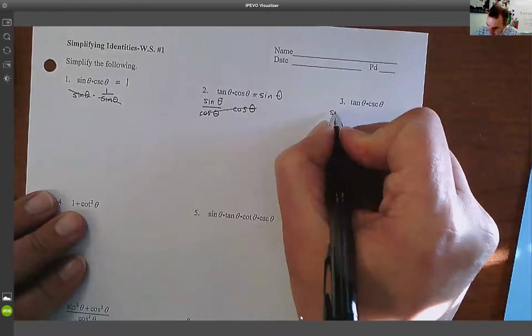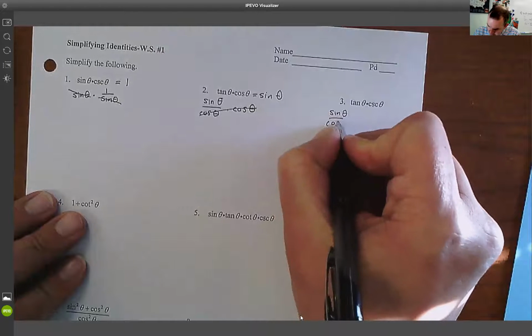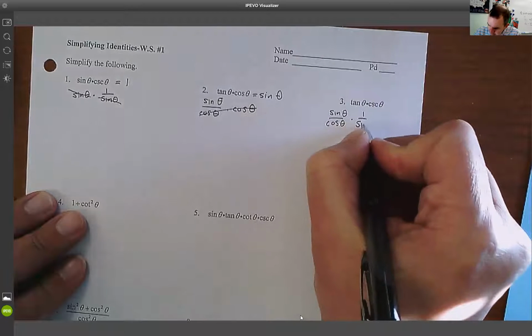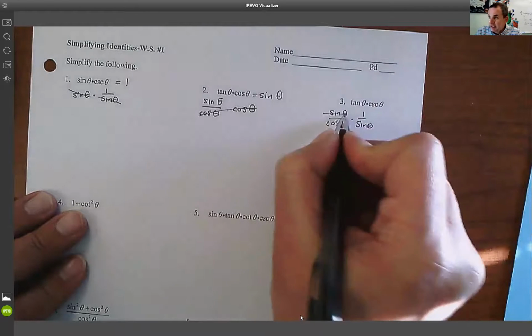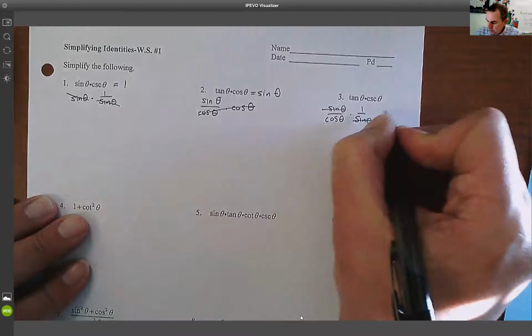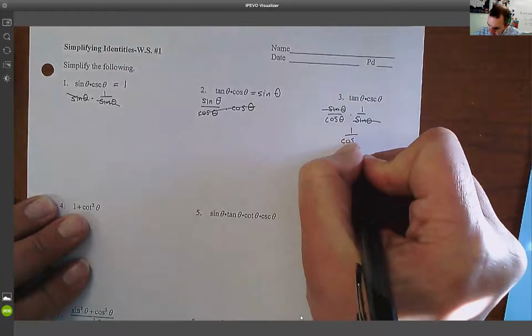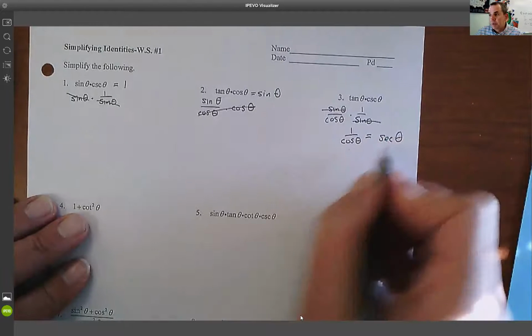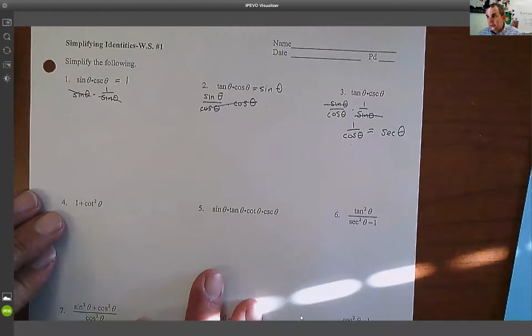Tangent theta, again, is sine theta over cosine theta. The cosecant of theta is 1 over sine theta. We've got the sine up top, we've got the sine down below. So we end up with 1 over cosine theta, which is also known as secant theta. So either one of these is an acceptable representation.